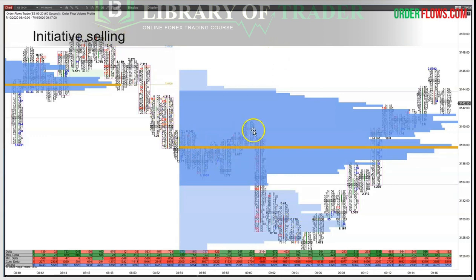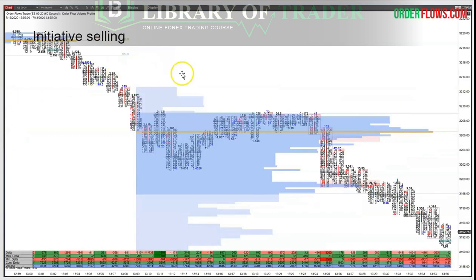So where does the rotation go back to? It goes back up to the value area low, right? You can see it right there. There's the value area low. And then we rotate back down. This is your initiative selling. I didn't use the delta footprint chart. This is just normal volume footprint chart. But hopefully you can see that information in there.